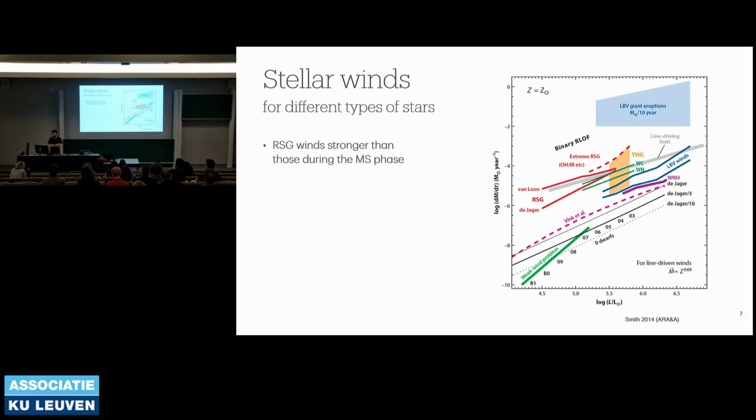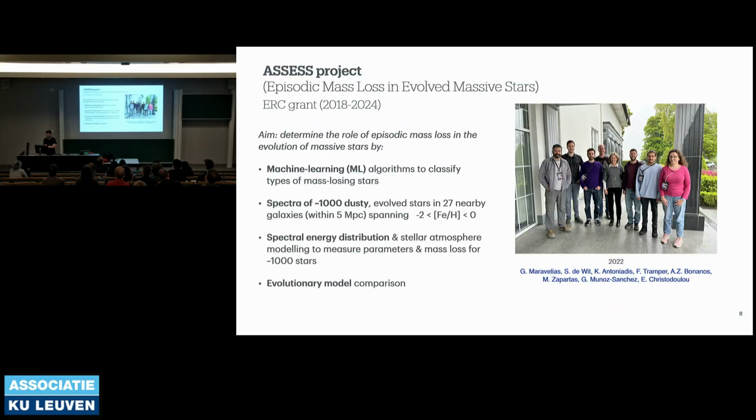Here now you can see different types of stellar winds. The plot shows the mass loss rate versus the luminosity for different types of stars. And the red supergiant phase is pointed with red, some prescriptions that were used commonly in the past. And you can see that the winds are much stronger than the main sequence phase used usually by the prescription by Vink et al.